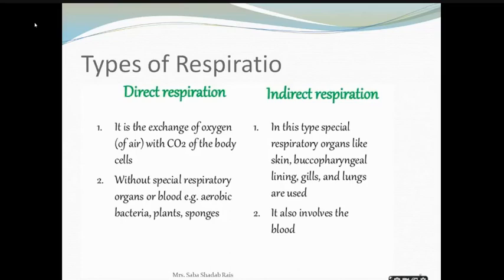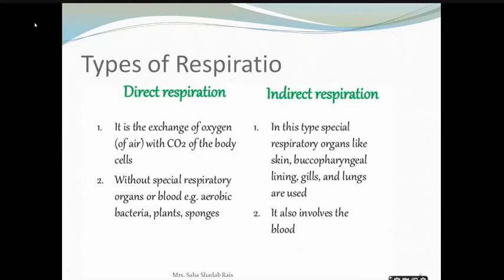Example, what could be the example here? We can have examples like amoeba, hydra, flatworm and sponges. In these organisms, exchange of gases will occur by the simple process of diffusion across the general body surface. Generally, whatever waste gases are there, they simply diffuse out.